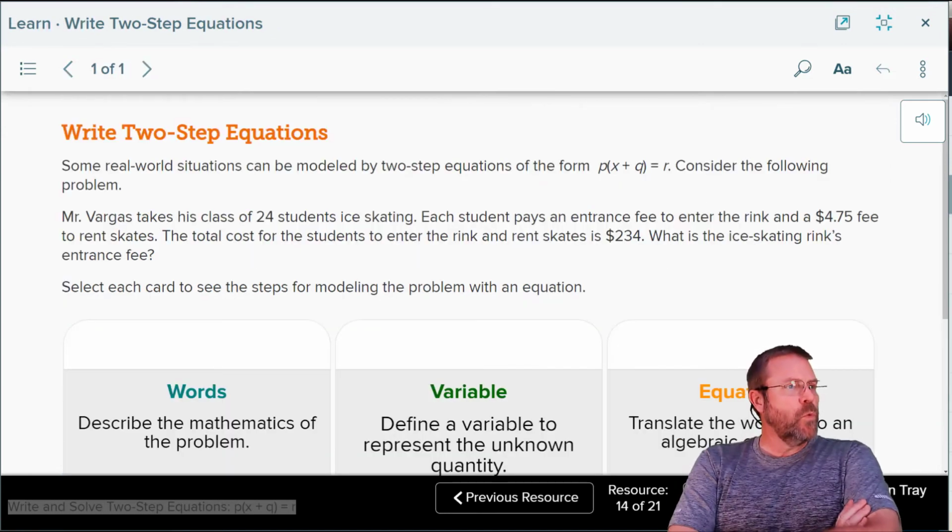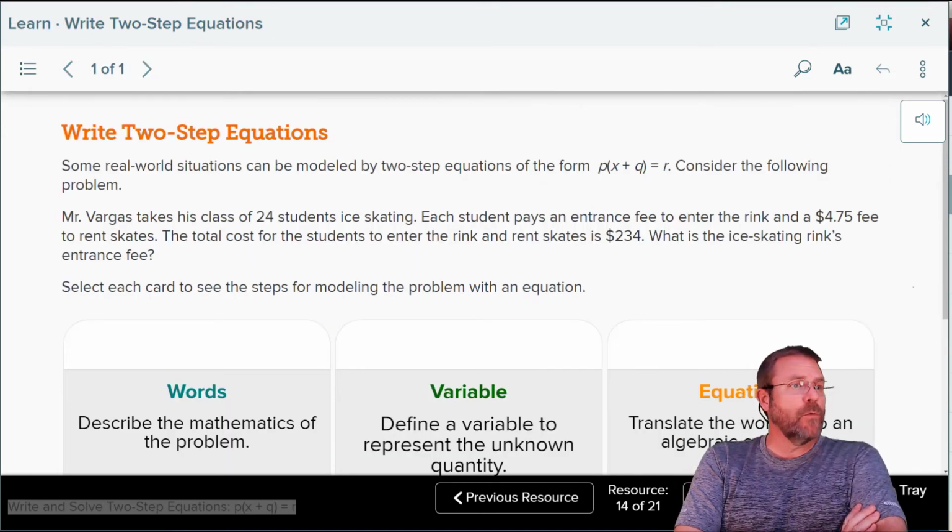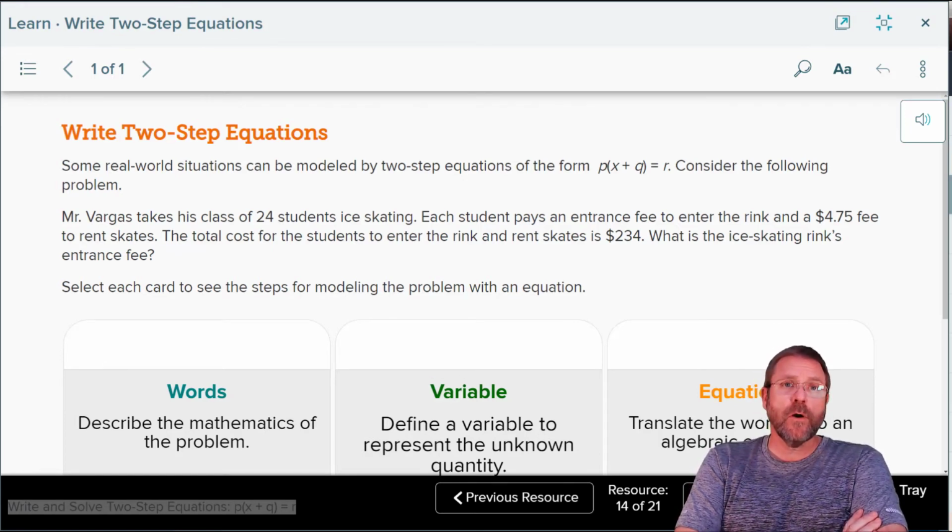Now, some real-world situations can be modeled by a two-step equation in the form of p times the sum of x and q is equal to r. Consider the following problem. Mr. Vargas takes his class of 24 students ice skating. Each student pays an entrance fee to enter the rink and a $4.75 fee to rent skates. The total cost for the students to enter the rink and rent skates is $234.